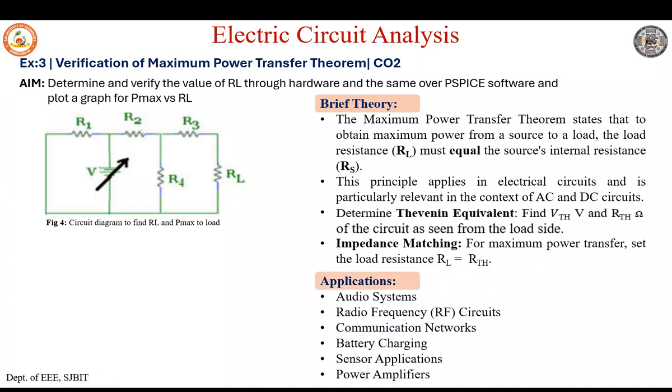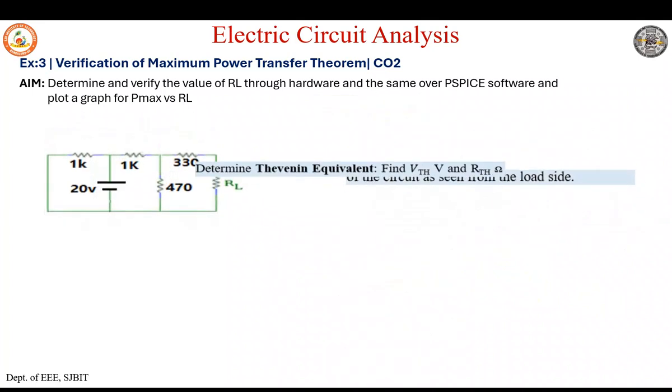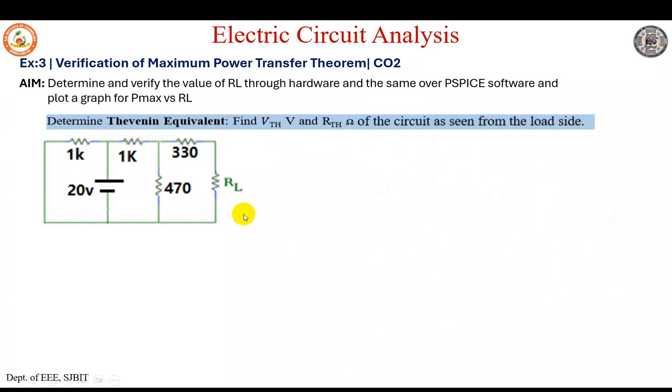Applications: audio systems, radio frequency, communication networks, battery charging, sensor applications, and power amplifiers are some of the applications of the maximum power transfer theorem. So let's see how we solve theoretically for VTH and RTH, and then over PSpice.